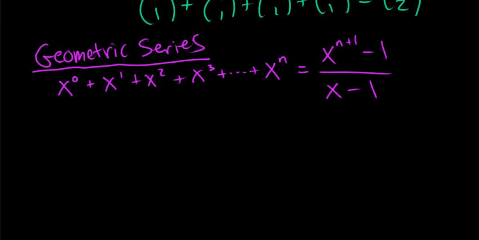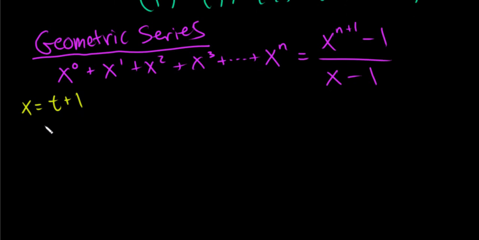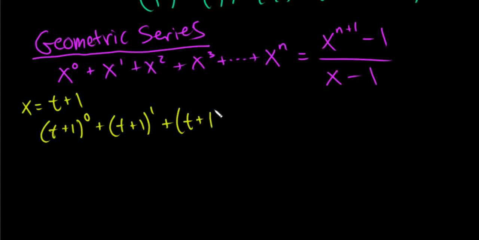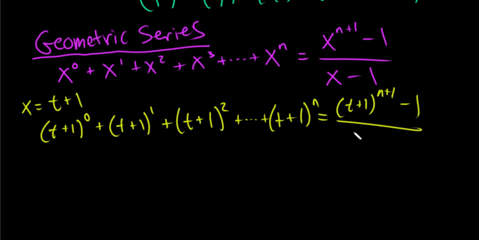We'll begin the proof by making the substitution x equals t plus 1. If I make this substitution, the left-hand side will turn into (t plus 1) to the 0 plus (t plus 1) to the 1 plus (t plus 1) squared, all the way to (t plus 1) to the n, equals (t plus 1) to the n plus 1 minus 1 over t plus 1 minus 1. And this denominator will just simplify to t.